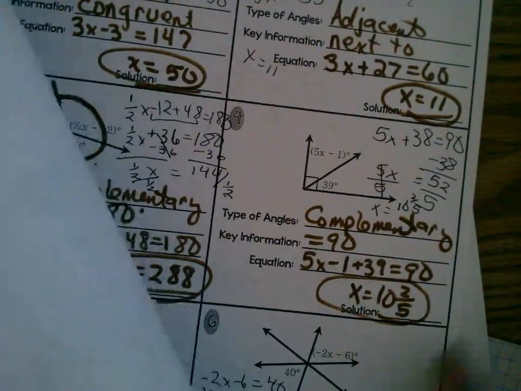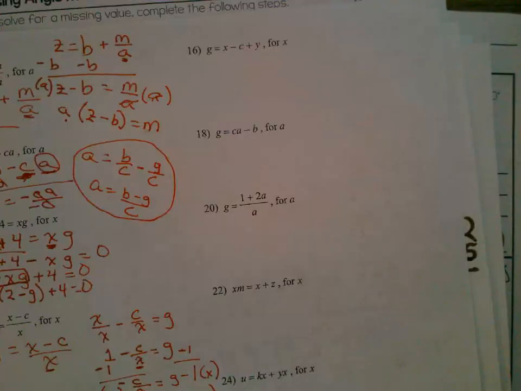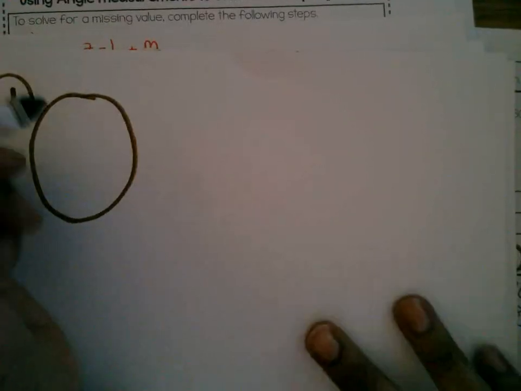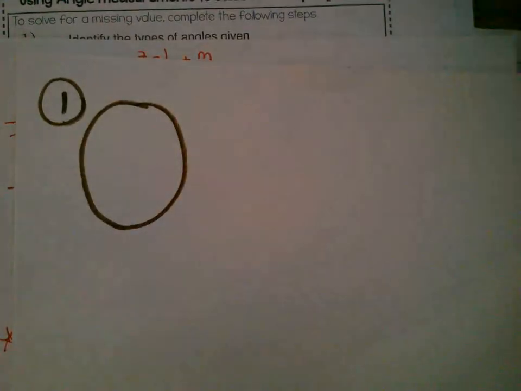Okay, on the circles to angles, the first thing we have to do is draw a circle. How many degrees are there in a circle? How many degrees are there in a circle? All right, so number one, draw a circle. Did we have to split it in half? Yes, we had to split it in half.